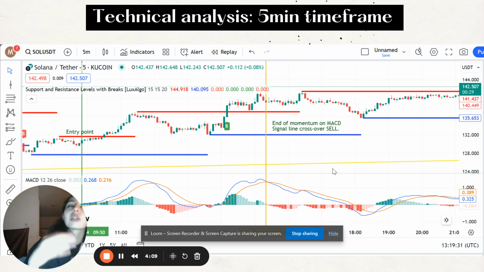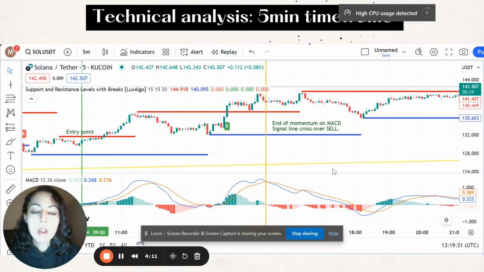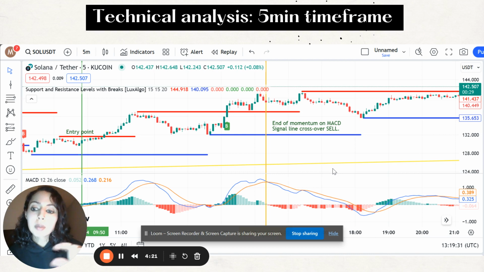I also want to know what my risk to reward ratio is, and it's also recommended for the strategy that I'm using to have a relatively small ratio. So I'm going to stick to a 1 to 3 ratio, which would mean, I'll get back to that part later.